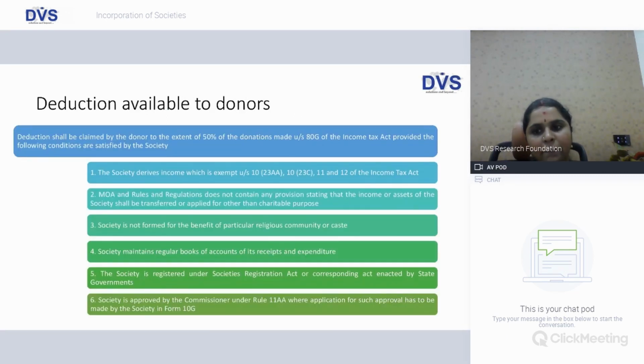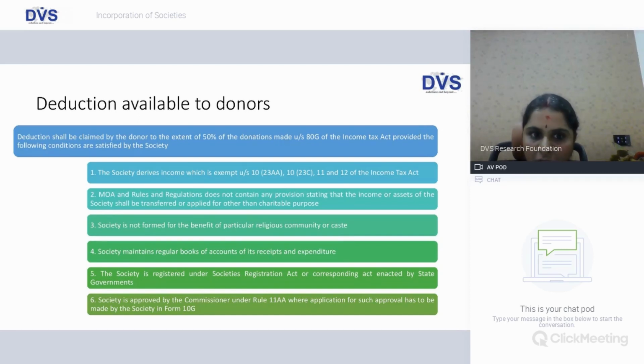Now, for the donor to claim benefit under Section 80G of Income Tax Act, what are the requirements we shall see? So, 50% of the donations made under Section 80G, the deductions can be claimed by the donor provided the following conditions are satisfied. 1. The society derives its income, which is exempt under Section 10(23AA), 10(23C), 11 and 12 of Income Tax Act, and MOA and rules shall not contain any provision stating that the income or assets of the society shall be transferred or applied for purposes other than charitable use.